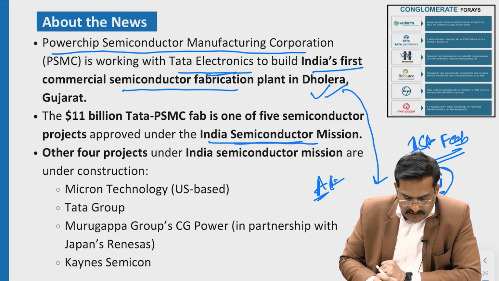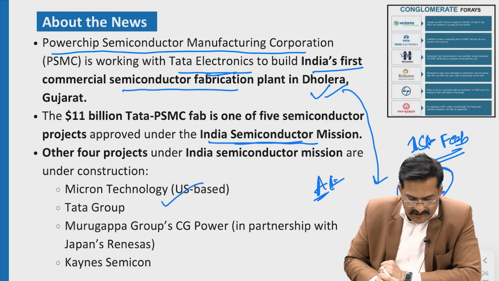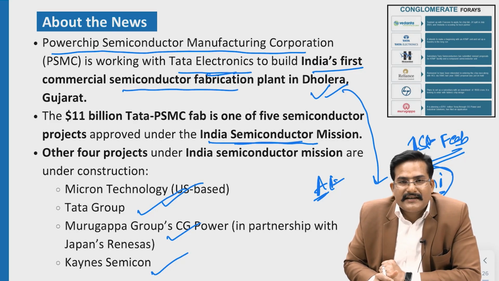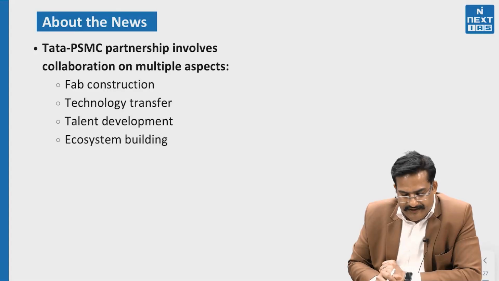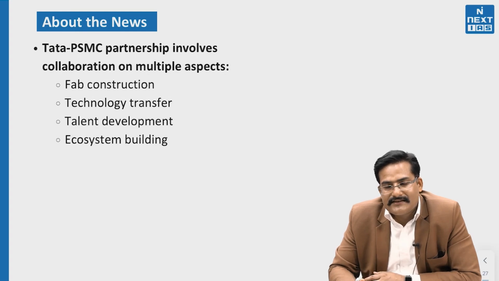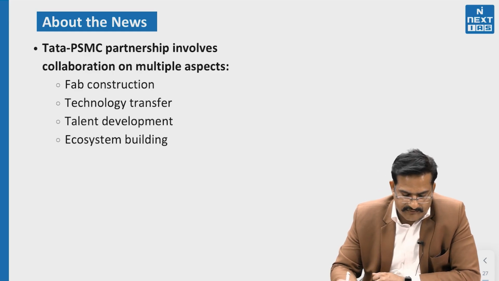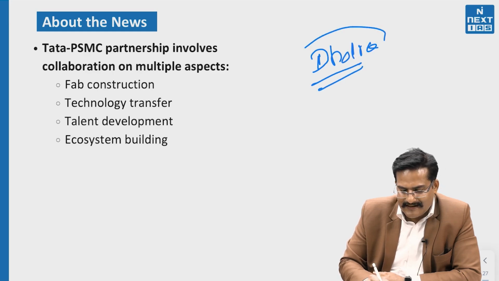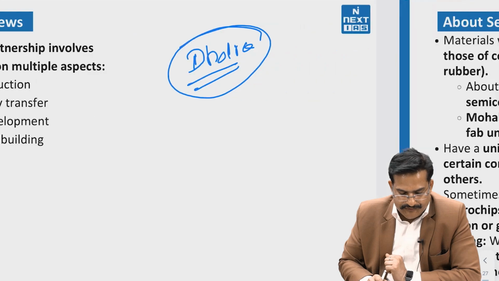Which are the companies? First, Micron Technology of the US, Tata Group, Murugappa Group, and Kaynes Semicon. These are the organizations which are making semiconductor fabrication units in India, right? And at different places. For example, in Assam they are also making a fabrication unit. But why is this important? Because it's India's first official semiconductor fabrication unit. That is the importance of Dholera, right? I hope you got the context of why we are discussing this news, right?